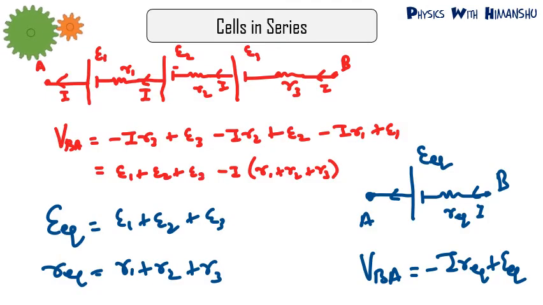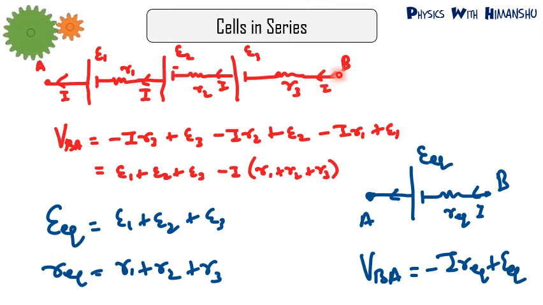So cells are said to be connected in series when the current through all the cells is the same. So cells are in series when, in this cell of EMF E1, internal resistance R1, current is I. In this cell of EMF E2, internal resistance R2, current is I. And in the third cell, EMF E3, resistance R3, the current is I. So all these three cells are connected in series.